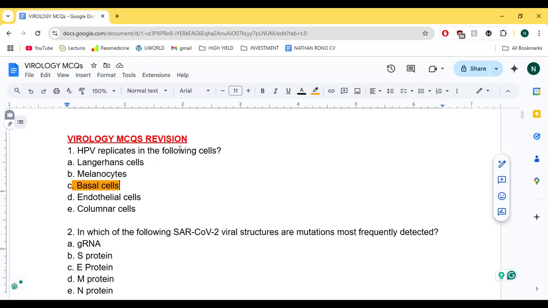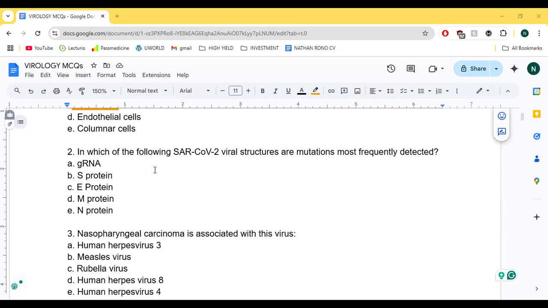Okay. So the key thing here is replication. So the answer is basal cells. Columnar cells can't be the answer because columnar cells are found lining the GI tract. So HPV doesn't affect the GI tract. HPV mainly affects skin and the reproductive system. And remember we have HPV 1, the different serotypes. Do you remember 11? We have 16 and 18. Do you remember them? So you have to go look at that. But the answer here is basal cells.